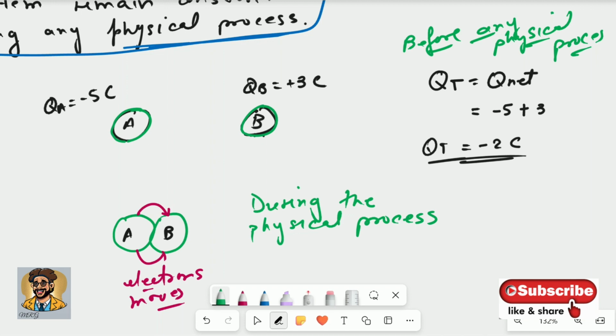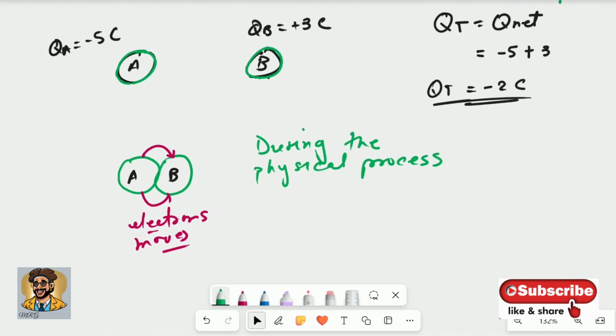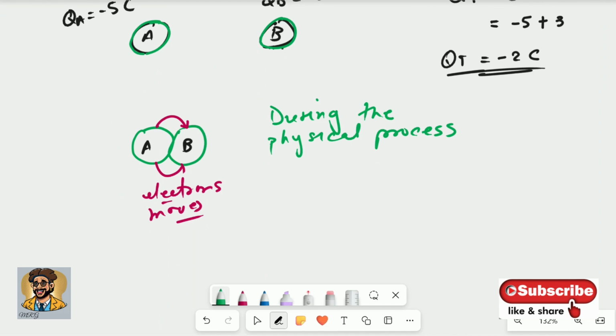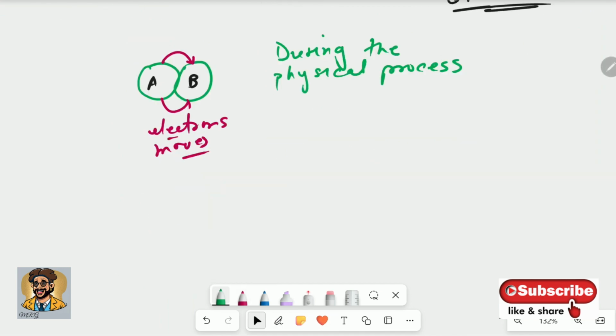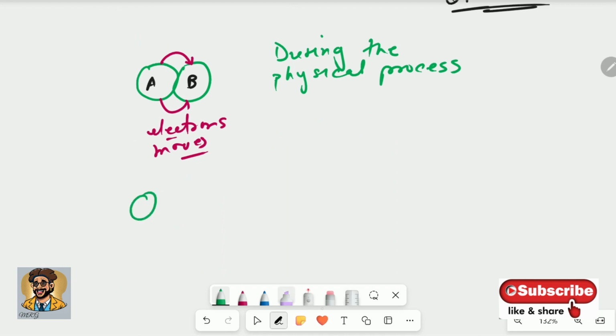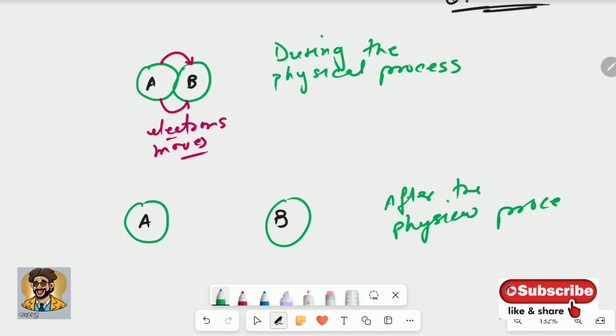Now I'm going to take the two spheres and I'm going to separate them again. That is after the physical process. So I'm going to come here and take the same two spheres and separate the two of them. So I'm going to place A here once more. Maybe that is too small. That was A. You cannot see there. There we go. And then here is B. So this one is A and B. This is after the physical process.